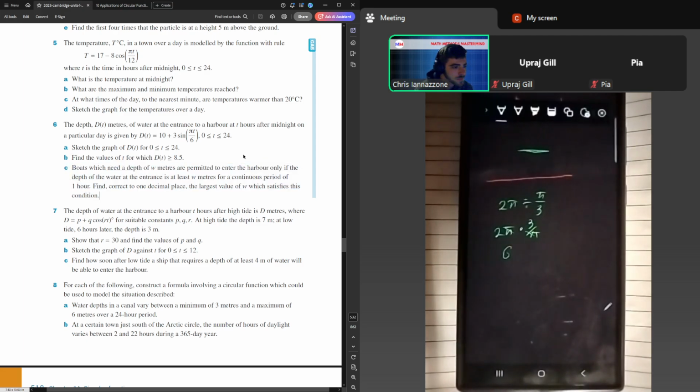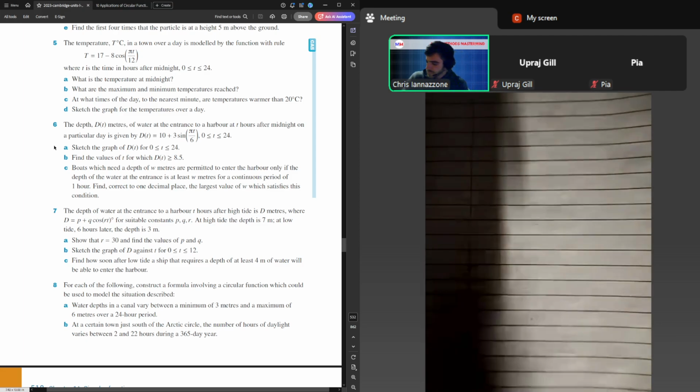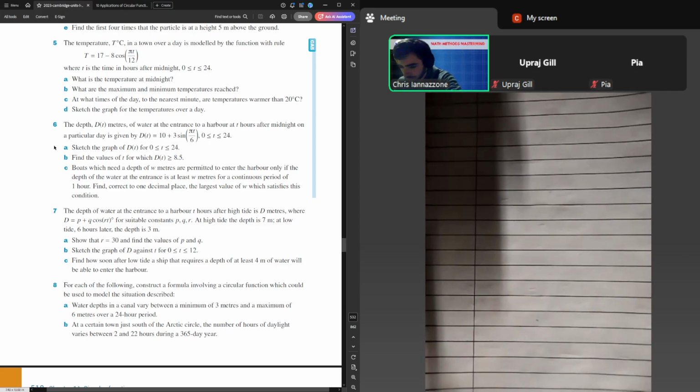Maybe this. Boats need a depth of W meters are permitted only if the depth of the water is at least W meters for a continuous period of 1 hour. Okay, that's slightly different. Yeah, we can do 6c. Just keep in mind you would need this equation for it. Have a read of 6c, try to absorb the context there, and then I'll also get a picture up on the CAS.